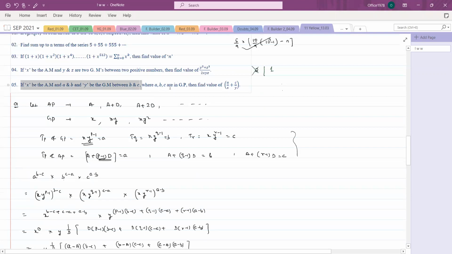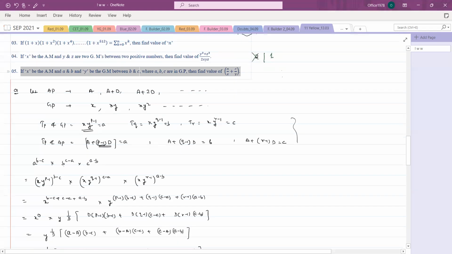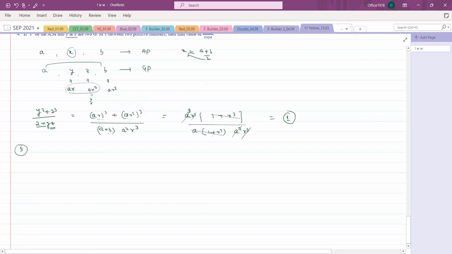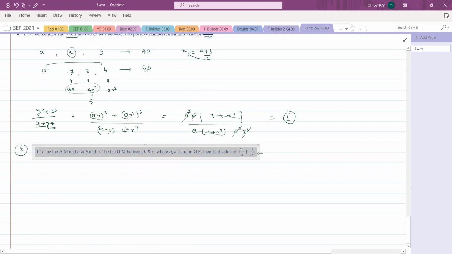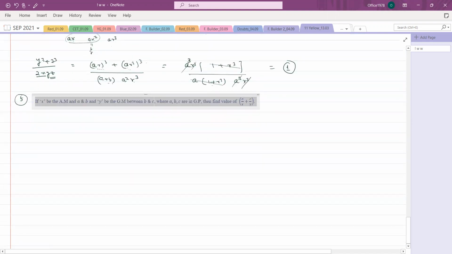Like the 5th one. X is the arithmetic mean, and a and b, and y.